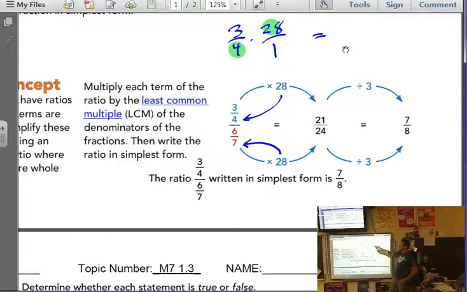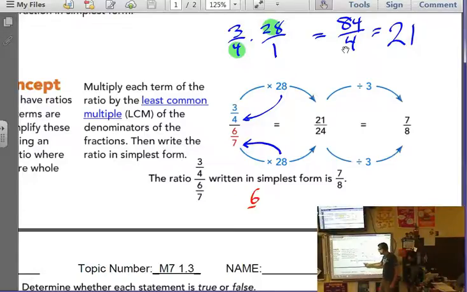So that becomes 60 plus 24, 84 over 4, which becomes 21. My denominator was 6/7, and I multiply by 28 over 1. That becomes 168 over 7.